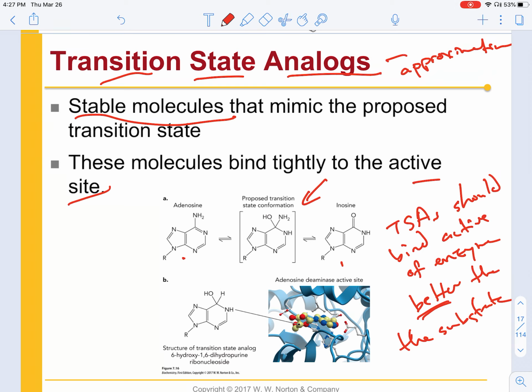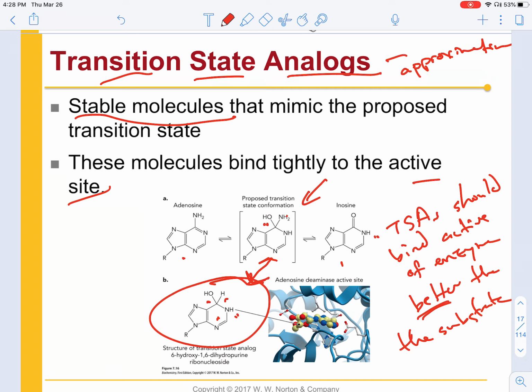But here's an analog over here, and instead of having this amine group here, there's a hydrogen, but you have the hydroxyl over there, you have the nitrogen over there. So it mimics the look of what we modeled the transition site to be. And you can test whether you have a good transition state analog by seeing whether it has a lower KD than the substrate, right? Because that tells you that the enzyme might be using that particular model.